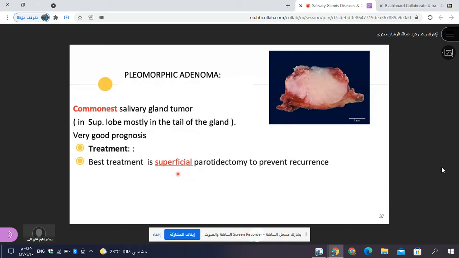Okay, now let's start with the benign tumor, which is polymorphic adenoma, which is the commonest type and has a very good prognosis. It is located where? It's located in the superior lobe, mostly in the tail of the parotid gland. But here you can see the recurrence rate is very high, and that's why we do superficial parotidectomy. That's to prevent the recurrence.